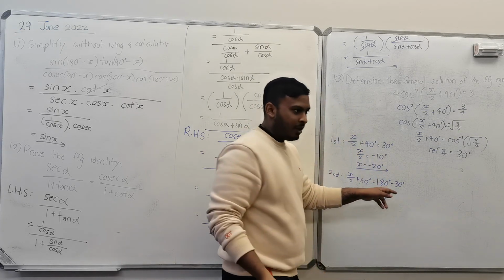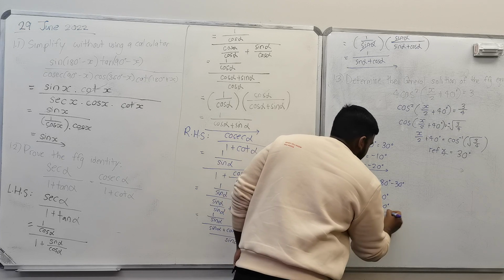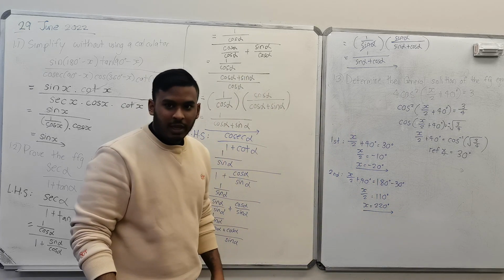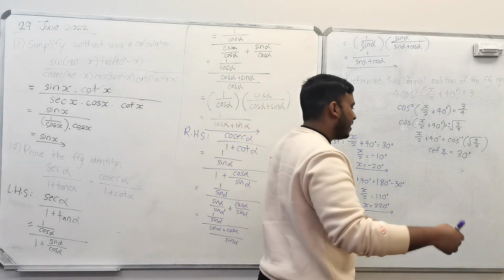Do you understand that? Then x is equal to 220 degrees. That's another value of x. Right? Now we need to do the quadrants where cos is negative.